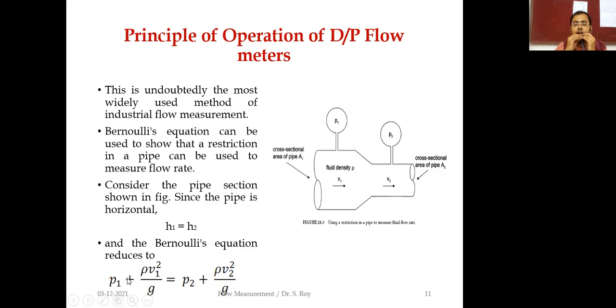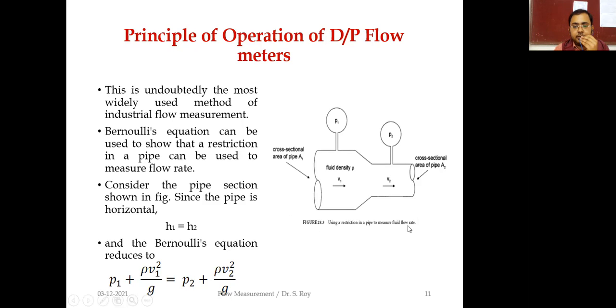Now come to the part: what is the operating principle of the DP type flow meter? As I told, a DP type flow meter is a flow meter. We are going to measure the flow rate, but actually we measure the differential pressure, and we map the differential pressure in terms of the flow. How could we achieve this? To understand this, we require two things we have already discussed: one is the continuity equation and another is Bernoulli's theorem.